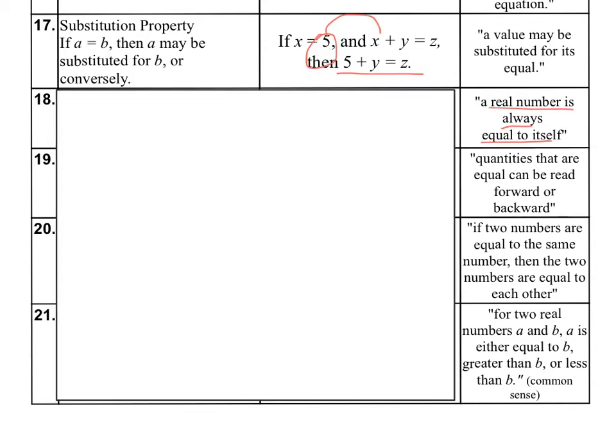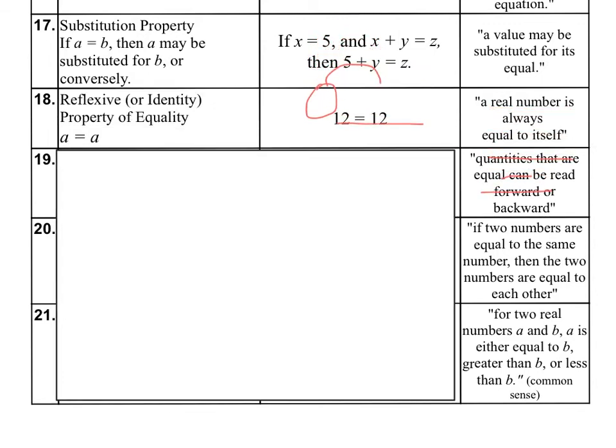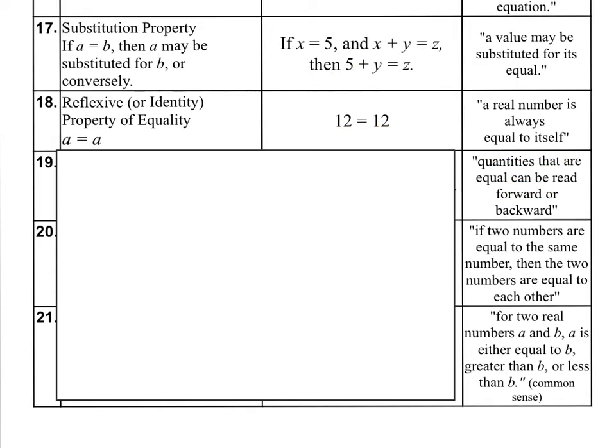A real number is always equal to itself. That would be the reflexive or identity property of equality. So obviously we have A equals A, 12 equals 12. It's always equal to itself. This is our reflexive property of equality.